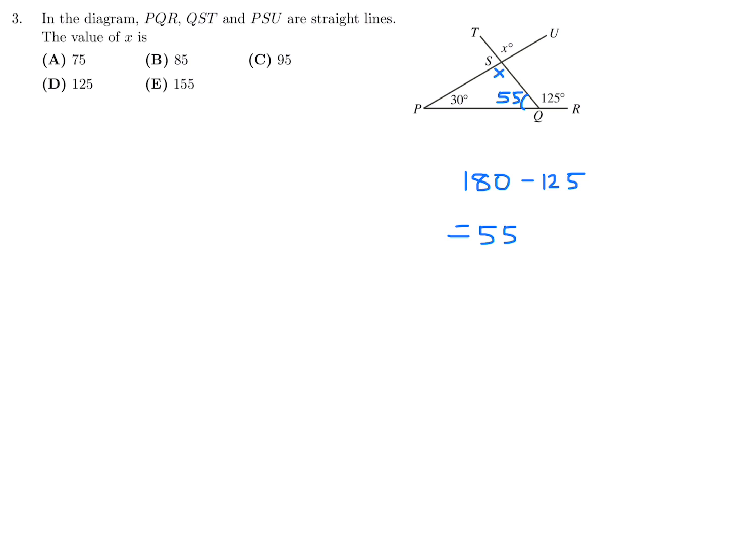Now the sum of the angles of a triangle is 180, so that means x plus 30 plus 55 is equal to 180. And solving for x, you get x equal to 95. So number 3, the answer is C.